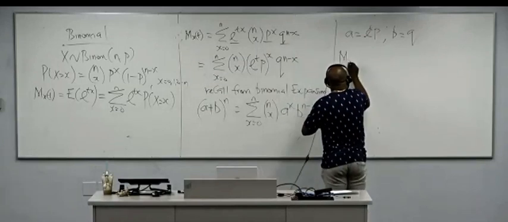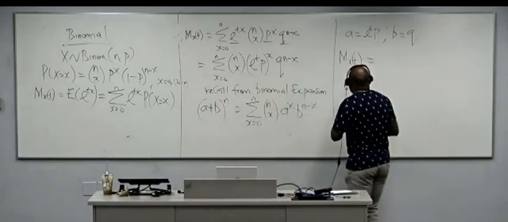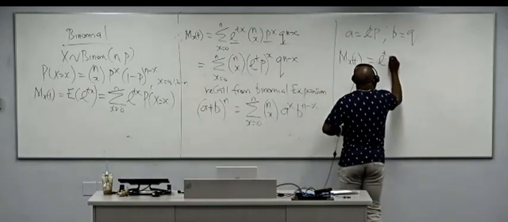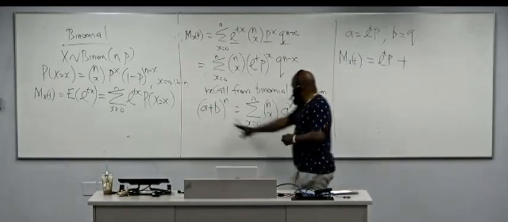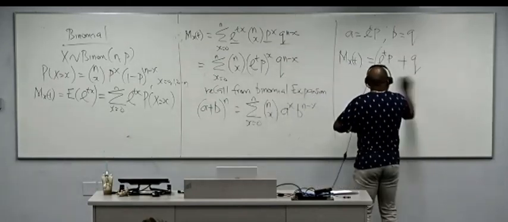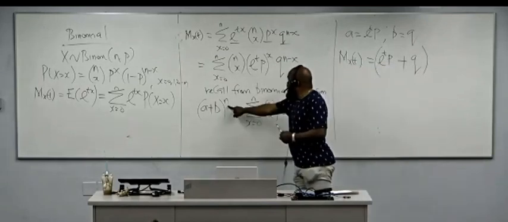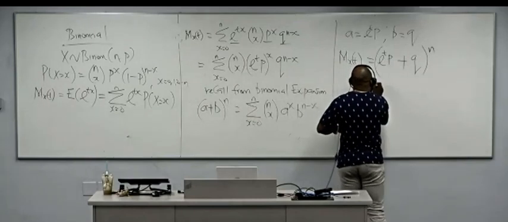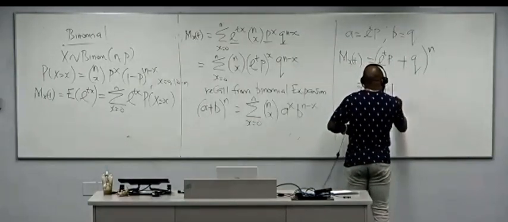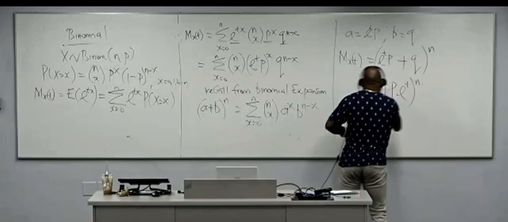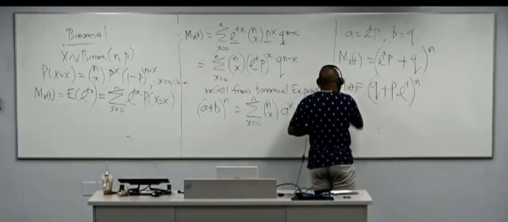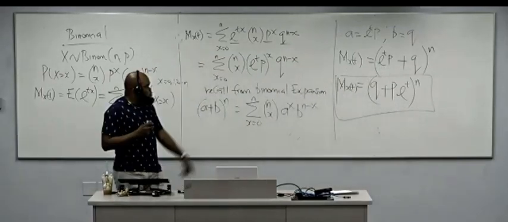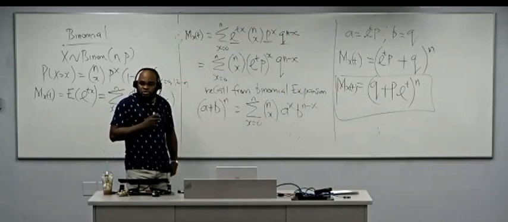I'm going to write M_X of t equals, what is my A? A is this guy, then plus, what is my B? q, everything raised to power n. You see that? I can rewrite that starting from q and p e^t, anywhere in the world. This is the moment generating function of binomial distribution.